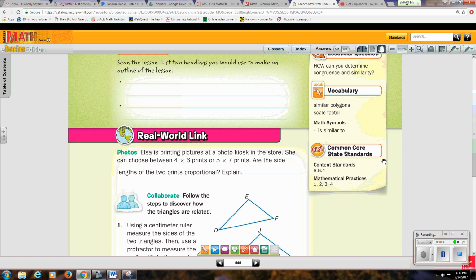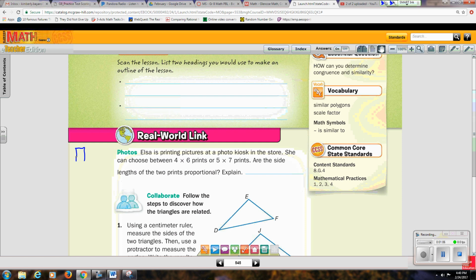So I want to do this first little thing. I want to start with this real world link right here in the middle of the page. You hopefully are on page 545 in your book. If not, pause the video and get to page 545 in your book. And we're going to look right here at this real world link. Elsa is printing pictures at a photo kiosk at this store, and she can choose between 4x6 prints or 5x7 prints. So we have these pictures that are like this.